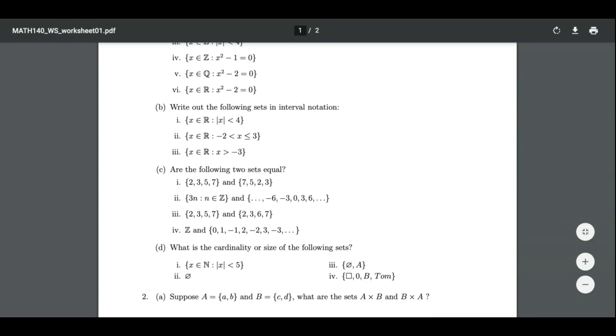Okay, in the interval notation, right? Remember open parentheses, close parentheses. Okay, looks good.